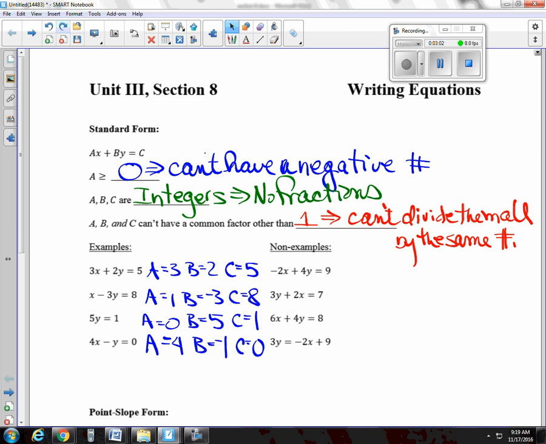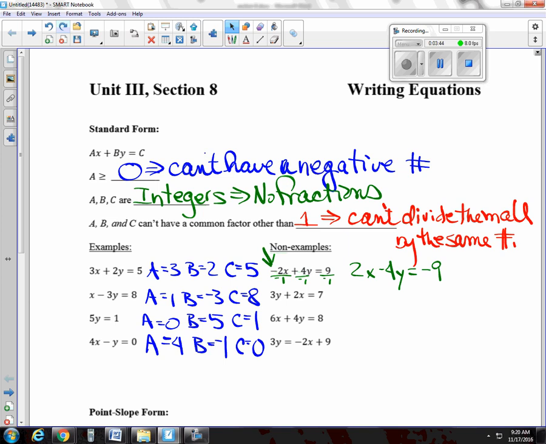So let's look at some non-examples. Negative 2x plus 4y equals 9 is not in standard form. Why? Well, it's because the a is equal to negative 2. That is the leading coefficient, and it can't be negative. So what are we going to do? We're going to divide all of those by negative 1, and we get 2x minus 4y equals negative 9. I mean, think about it. Dividing everything by negative 1, all we're doing is changing the signs. It goes from negative 2x to positive 2x. It goes from plus 4y to minus 4y. It goes from positive 9 to negative 9. Just changing the signs.